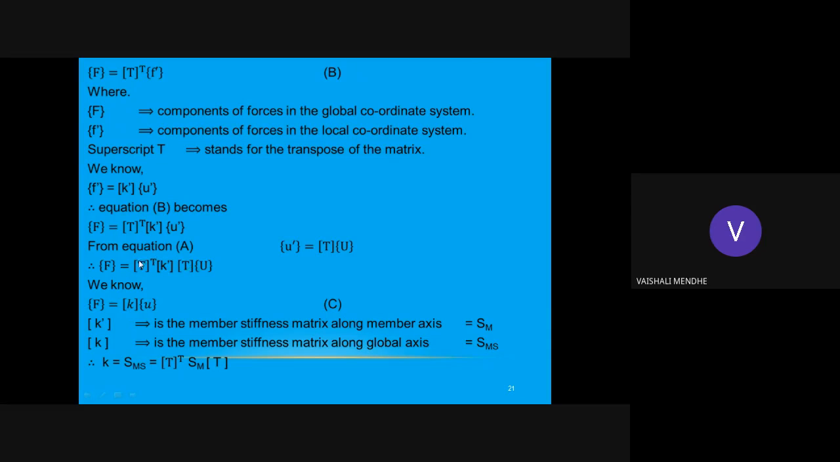So what is this constant? This is K, nothing but the stiffness matrix. So this is in the relation like K into U. So K will be equal to SMS, stiffness matrix along structure axis, because F is capital, U is capital. Here only the mistake is this u should be capital U. So your K is nothing but T transpose into SM into T.